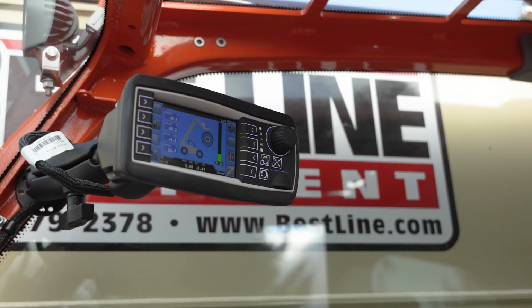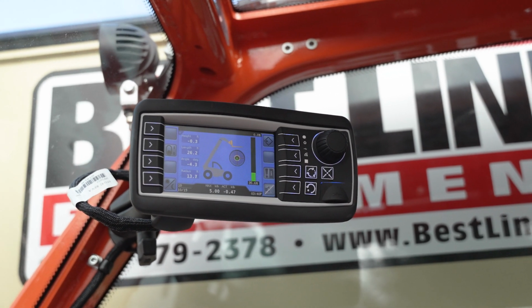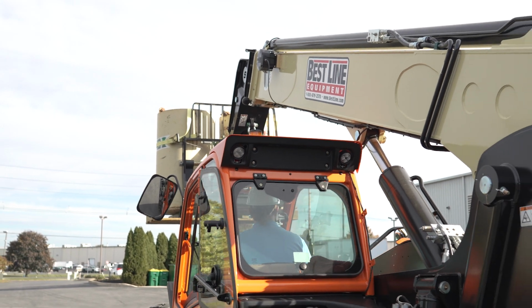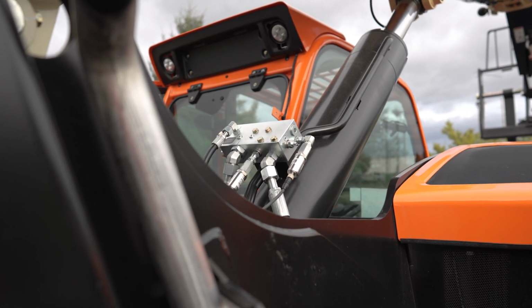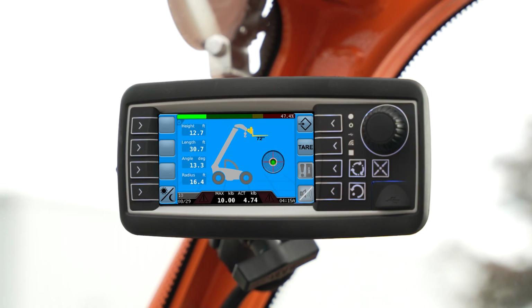The qSCALE I2TH rated capacity indicator system reduces operator error and maximizes the machine's lifting capacity. The system uses inputs from various sensors to calculate the current load. This information is visually displayed through the operator's console.